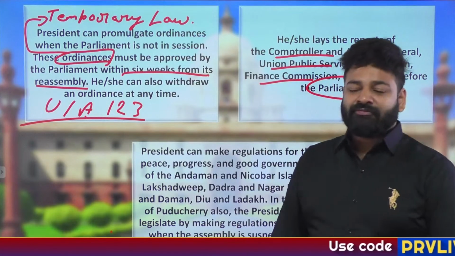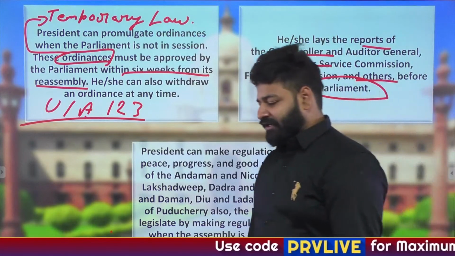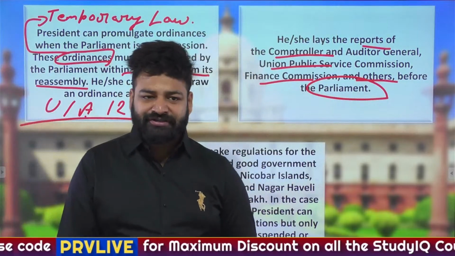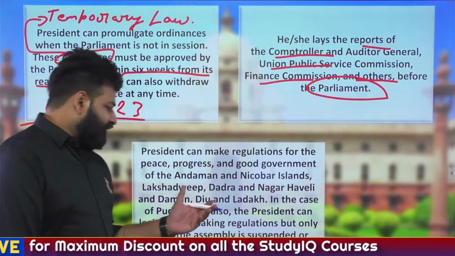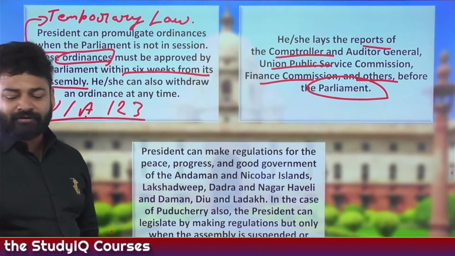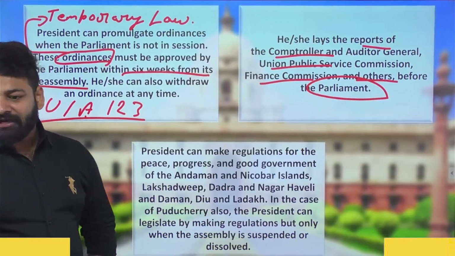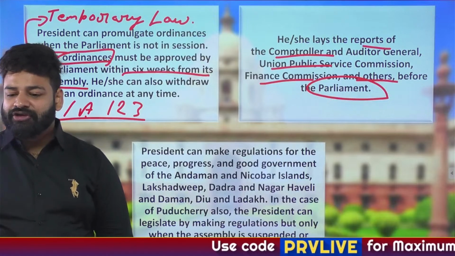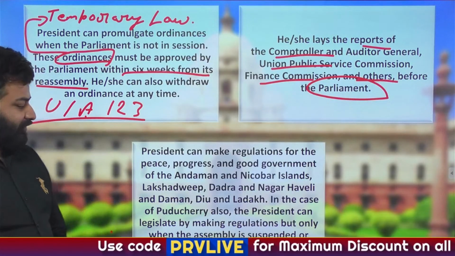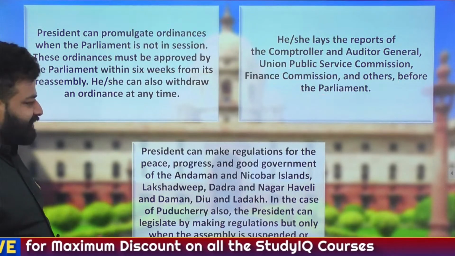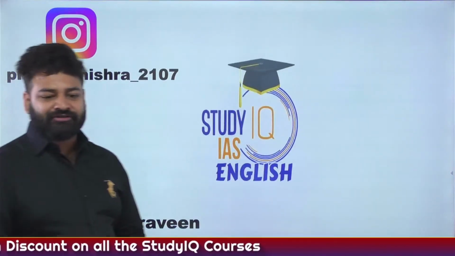And apart from that, as we know, the President is the chief authority when it comes to the administration of the Union Territories. So with regard to the Union Territories of Andaman and Nicobar, Lakshadweep, Dadra and Nagar Haveli, Daman and Diu, Ladakh, the President can make regulations for the peace, progress, and good governance of these Union Territories. So these are the legislative powers of the President of India.